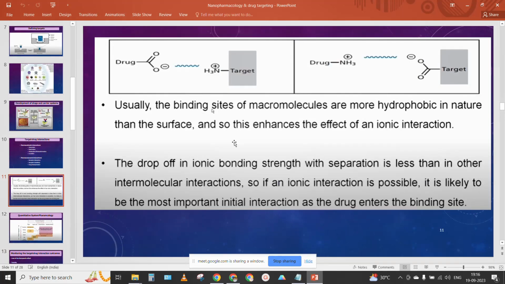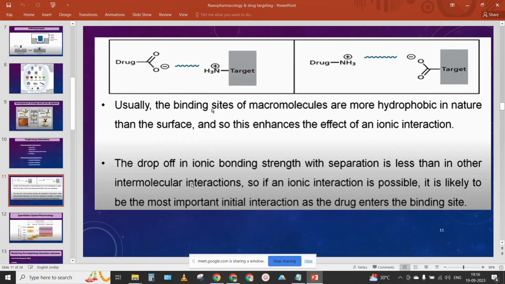Usually the binding sites of macromolecules are more hydrophobic in nature than the surface, and so this enhances the effect of an ionic interaction. As you can see here, the target is attached with a positively charged moiety and the drug is attached with a negatively charged moiety, so both can interact with each other and release the drug as much as possible. Likewise, the drug can be attached with the positive moiety and the target with the negative moiety. They will go and bind with each other and release the drug as much as possible.